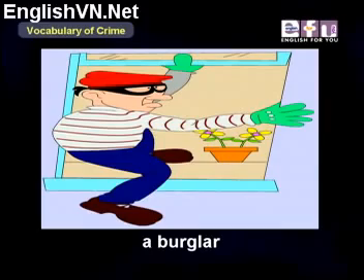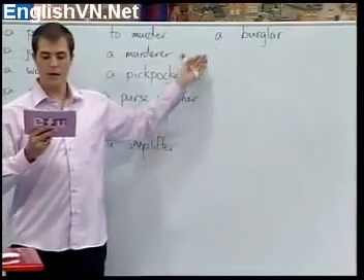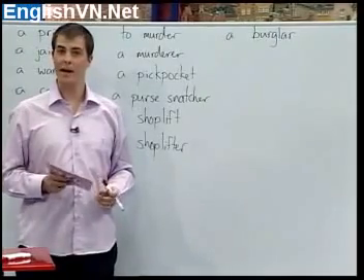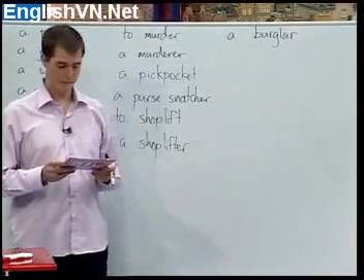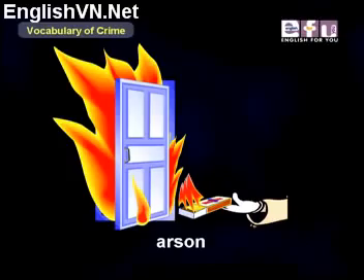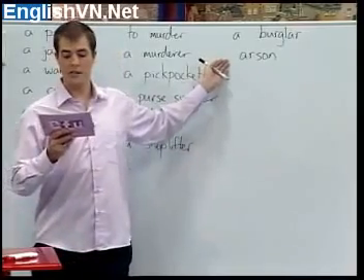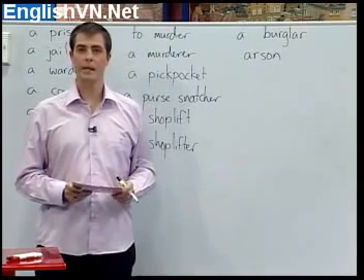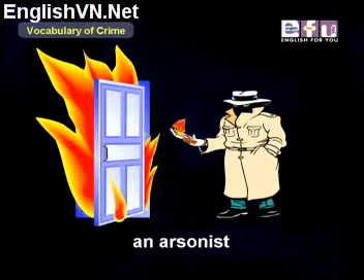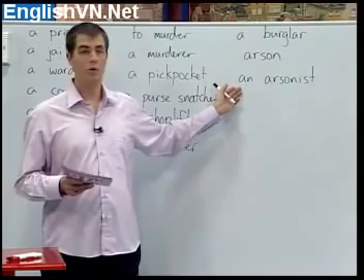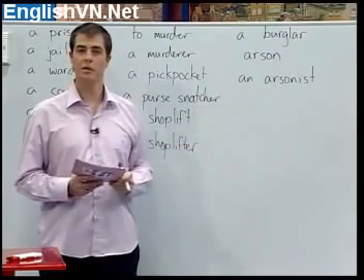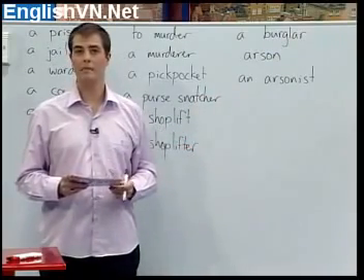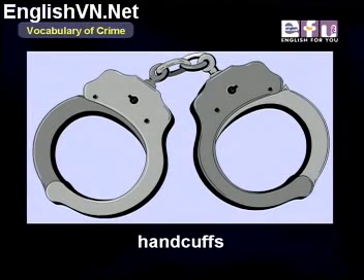Okay. A few more over here now. A burglar is a person who gets into shops or houses to steal things. Now we have this one, arson. Arson is a crime of deliberately making something burn, usually a building. An arsonist is a person who commits the crime of arson. This person deliberately lights a fire or makes a building burn. Three more.